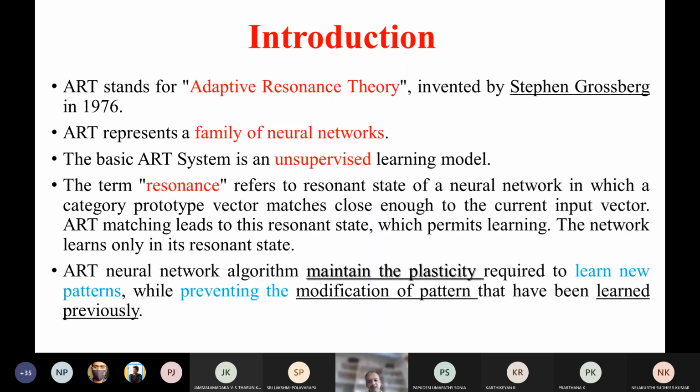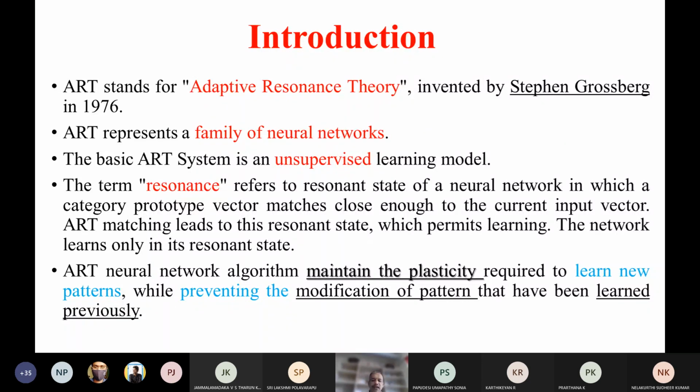In the case of ART network, we need to know two important terminologies. One is stability and the next one is plasticity. We need to know what is plasticity and what is stability, because in the ART network we always have a dilemma between these two terms, the stability-plasticity dilemma.